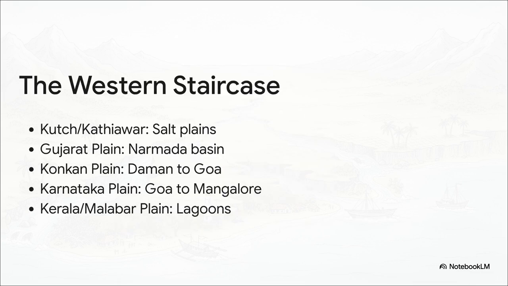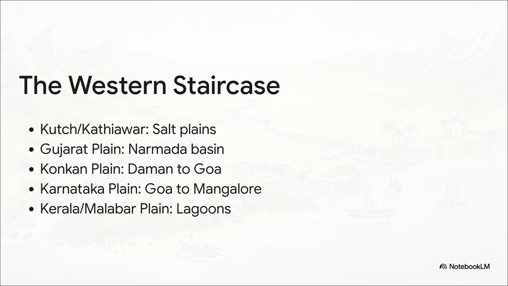Chalo, let's walk down the western staircase from north to south. We start at the top step with Kutch and Kathiawar in Gujarat, known for those salt-soaked plains and Deccan lava rocks. Moving down a step, we hit the Gujarat plain, formed by the Narmada and Tapi rivers.